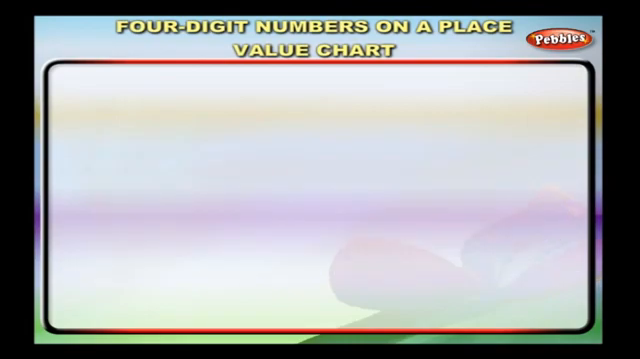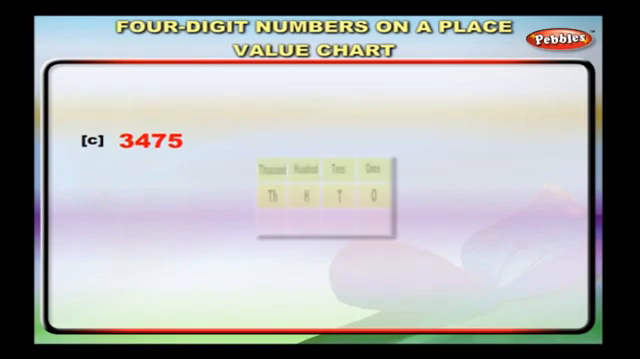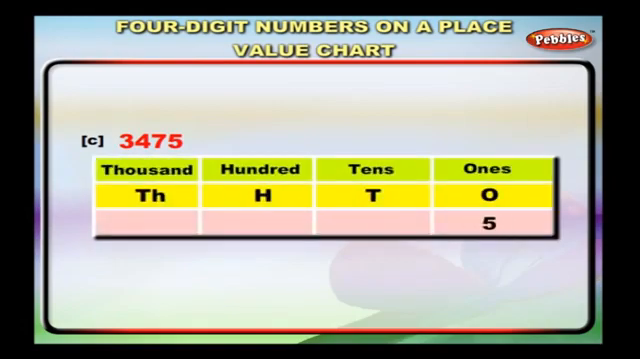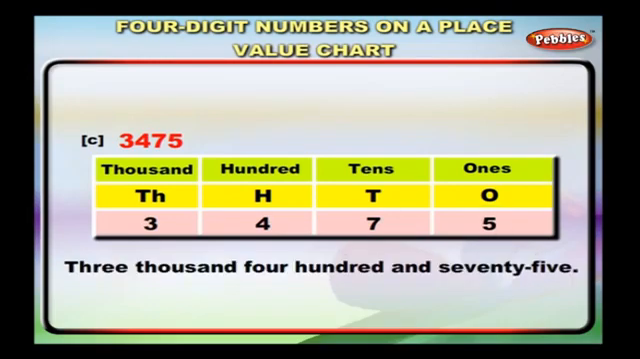The next number is 3,475. Bring 5 to the ones column, 7 to the tens column, 4 to the hundreds column and 3 to the thousands column. We have 3 thousands, 400s, 7 tens and 5 ones. We write this as 3,475 only.